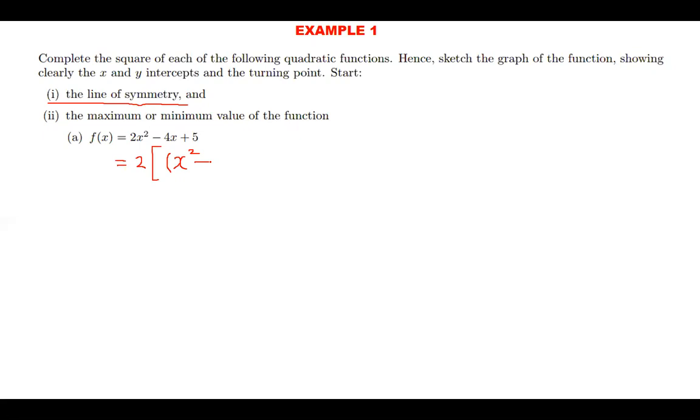So this is what we're going to have. You're going to have minus. When you factor out 2 there, it simply implies that you are dividing everything by 2. So you are going to have something like this.